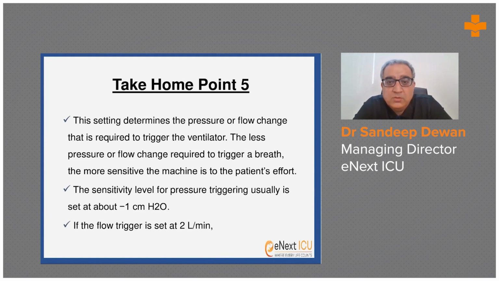Another very important component when you are managing is that you have to set a trigger. The trigger for every patient is different. This setting of trigger determines the pressure or flow change that is required to start the inspiration. So we set two kinds of trigger. One is a pressure trigger, usually set at about -1 centimeter of water, and the other is a flow trigger, which is usually set at around 2 liters per minute. You can set both triggers, but the trigger has to be set by the physician himself, and may differ for every patient.